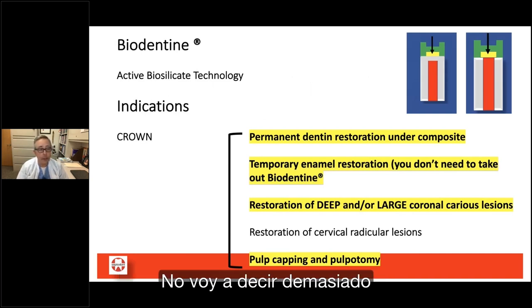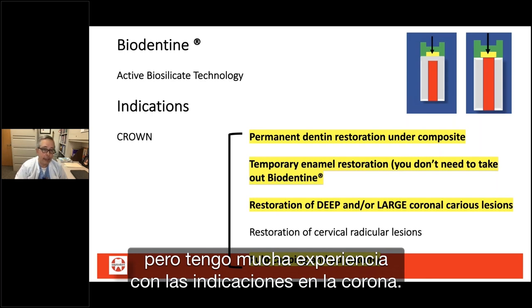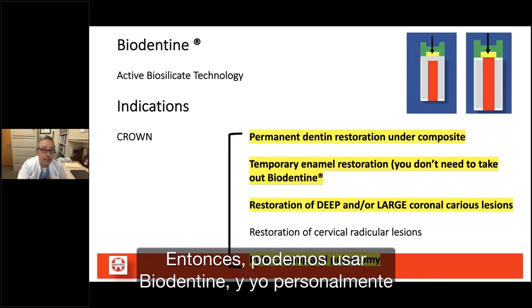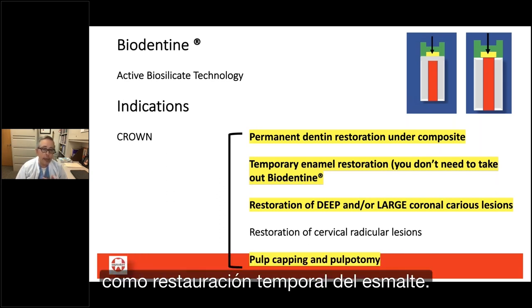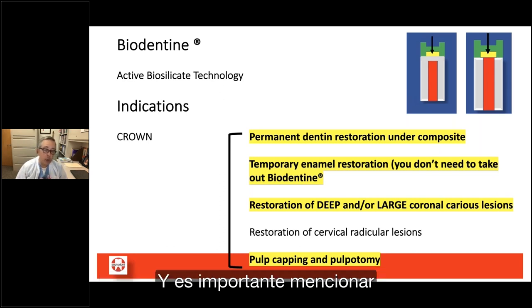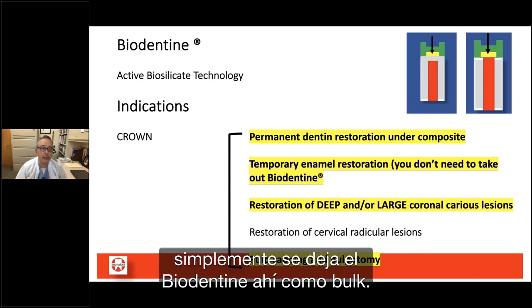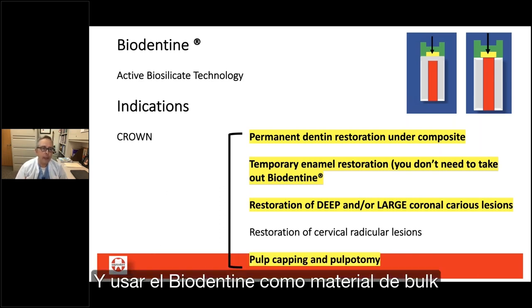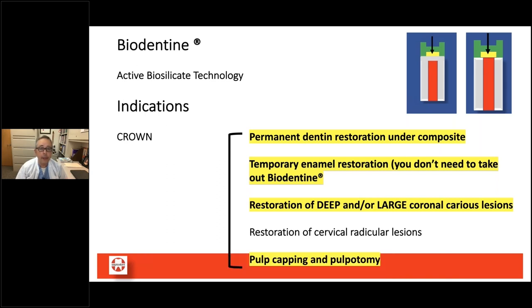I'm not really going to say too many things about the root indications. I'm not an endodontist, so I don't have experience with that, but I have a lot of experience with the crown indications. We can use Biodentine, and I do this all the time, as a permanent dentin restoration under composite. We can also use Biodentine as a temporary enamel restoration. And it's important to mention that you don't need to take out the Biodentine. You just leave it there as a bulk. Using Biodentine as a bulk material is really the main reason that I use it daily.